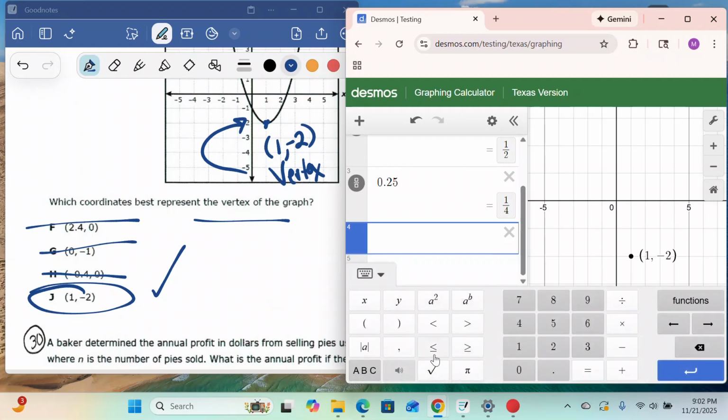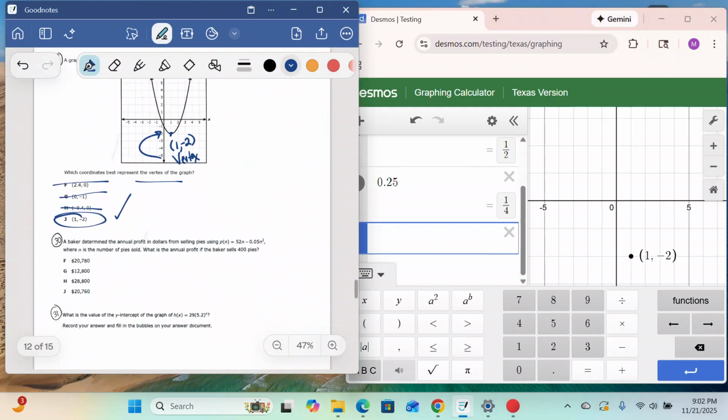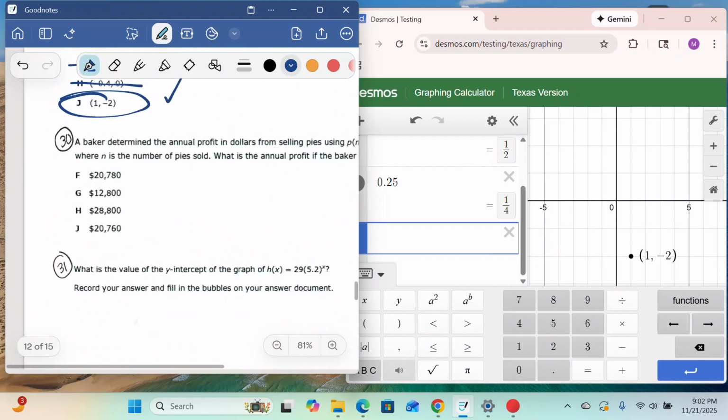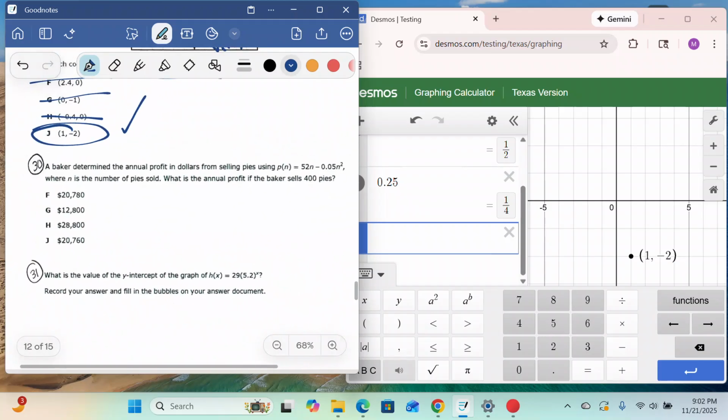Now, I may want to put other things, but those are the only features that are available for our Desmos calculator. Sometimes these will not be allowed. It just depends on what is allowed on Desmos. So this is another easy one. If you look at the next one, number 30. Number 30, a baker determined that the annual profit in dollars of selling pies is P(N). What is the annual profit if a baker sells 400 pies? And remember that N is the number of pies sold.